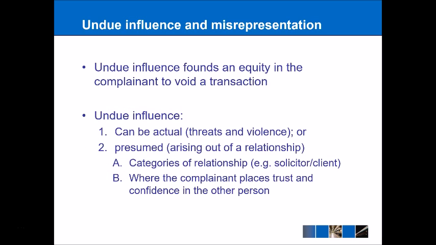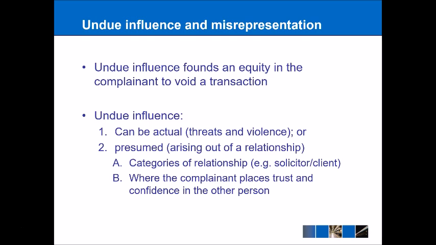Moving on to undue influence though, and this founds an equity in the complainant to void a transaction. So it's a little bit more complicated than misrepresentation, which just allows for a straight voiding. There's this founding of an equity. And so we need to look at this in a little bit more detail. And the first thing to do is to look at the type of undue influence that's actually involved. On the one hand, this can be actual, as in threats and violence, or it can be class 2, which is presumed, i.e. it arises out of a relationship.